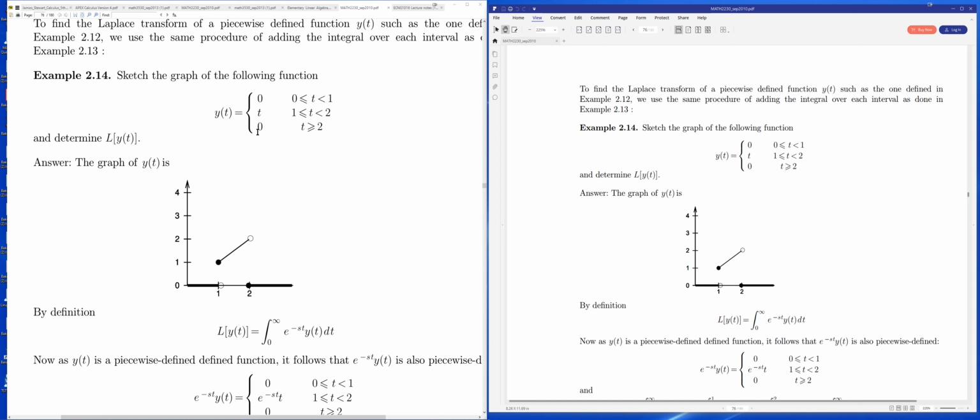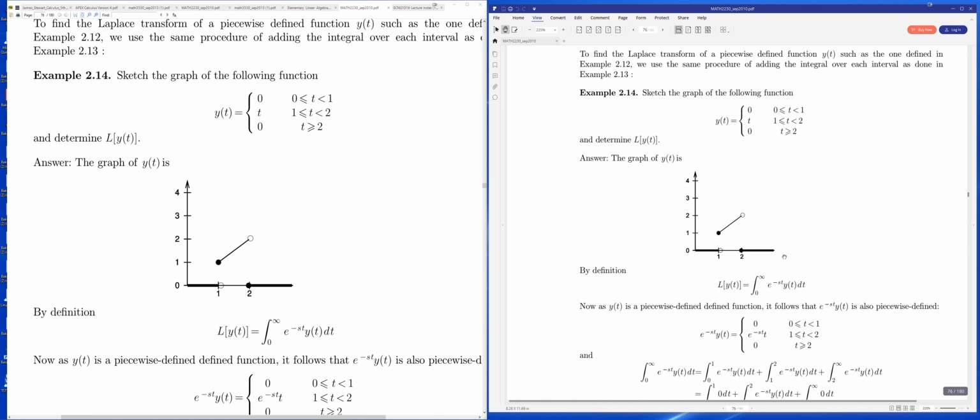And then finally, this function is equal to 0 for all values bigger than 2. You want to notice that this is not a finite interval. All of these so far, 0 to 1 and 1 to 2, were intervals of finite length. But from 2 onward, this is an interval of infinite length, from 2 to infinity. But anyway, on this interval your function is equal to 0. And what we want to do is get the Laplace transform of this function.